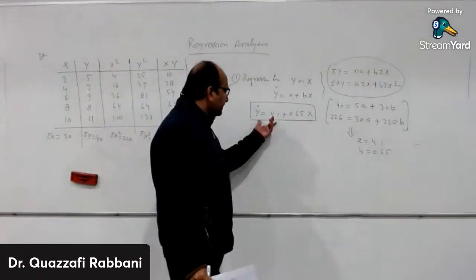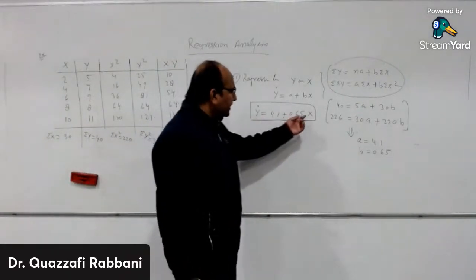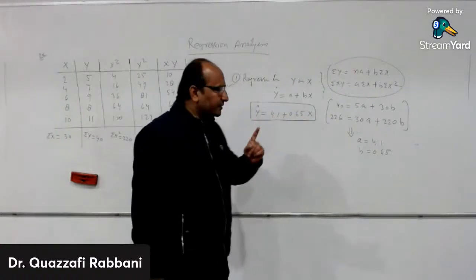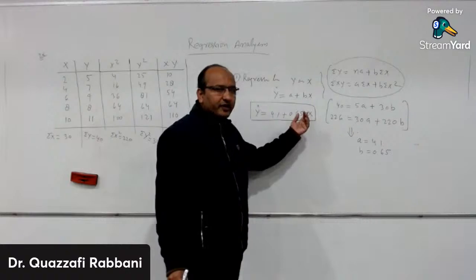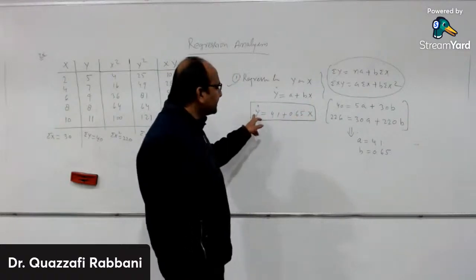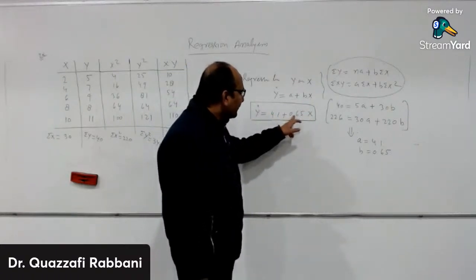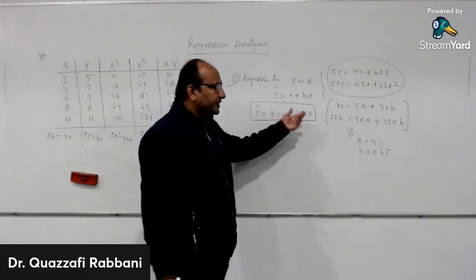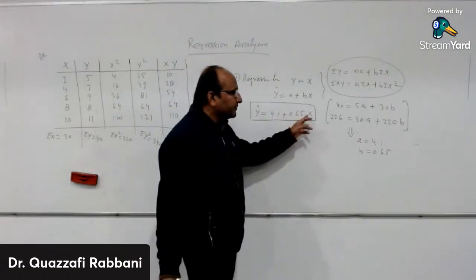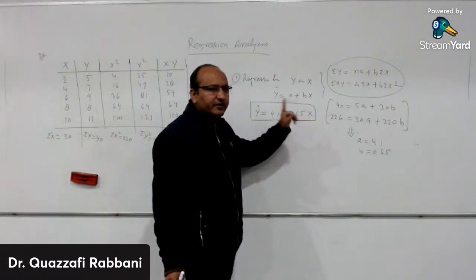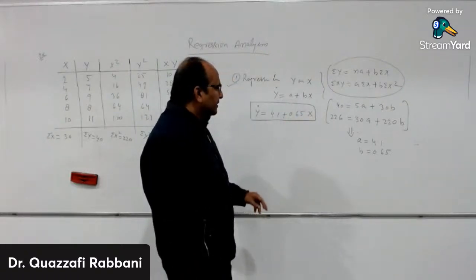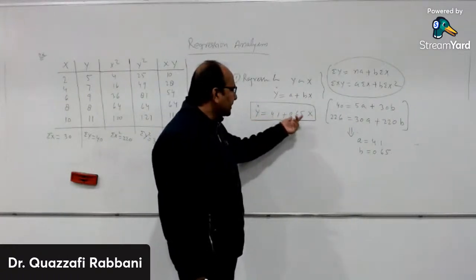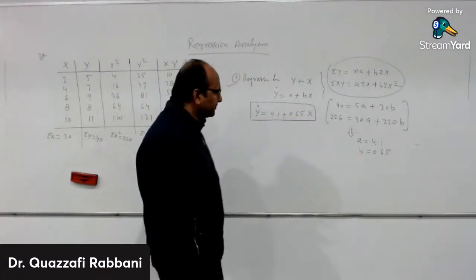What is the interpretation? If x is the independent variable and we change x by 1 unit, then y will change by 0.65 quantity. If we increase x by 1, then y will increase by 0.65 quantity.